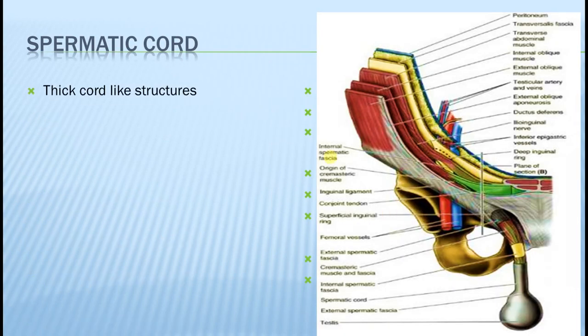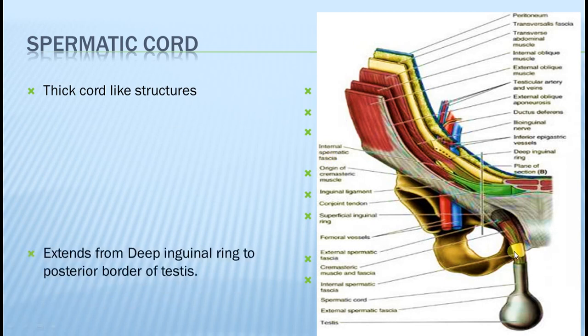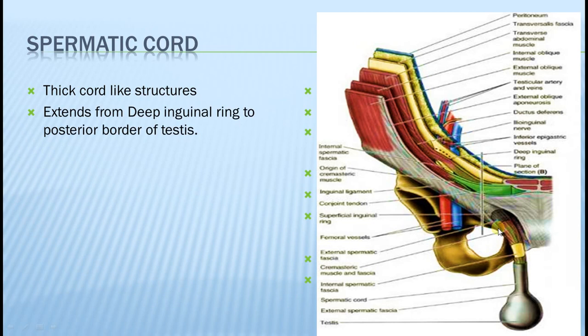So the spermatic cord is a thick cord-like structure. It extends from the deep inguinal ring to the superficial inguinal ring, up to the upper part of the posterior border of the testis.